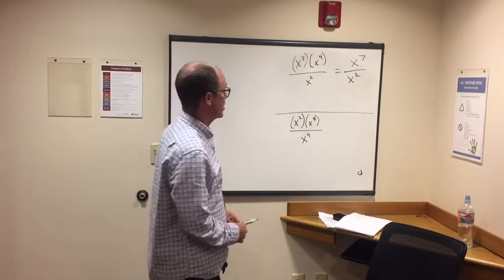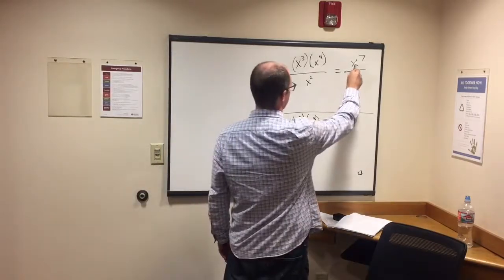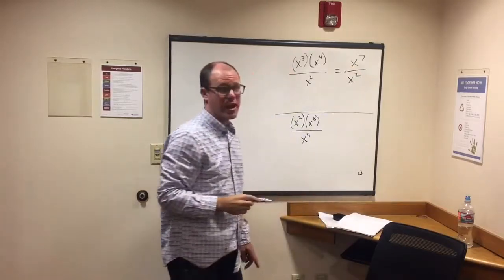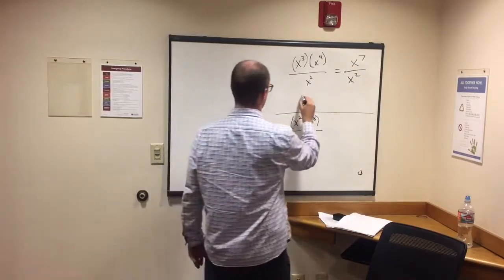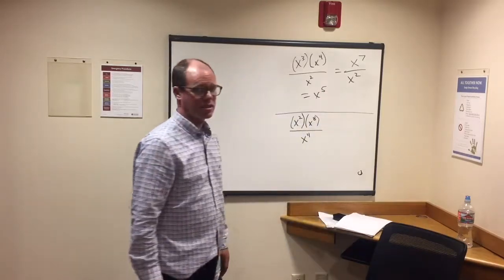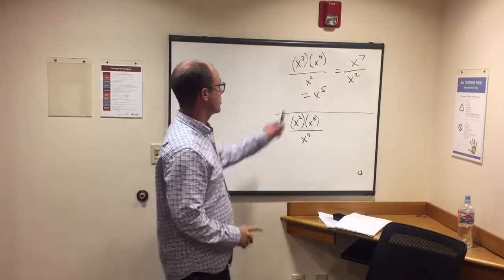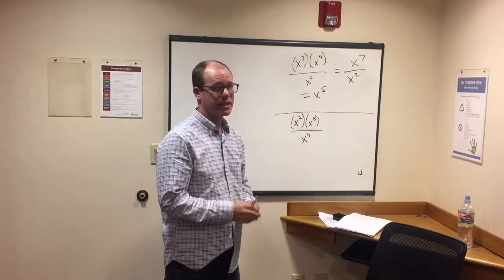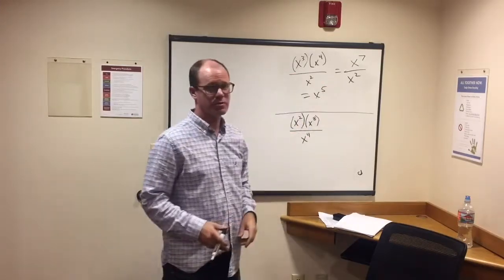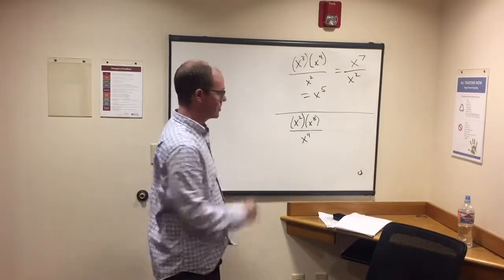And then once we get here, same base again, 7 minus 2, we subtract the exponents and come up with x to the 5th. So when multiplying, you have to add the exponents. When dividing, subtract. Okay? Let's do another one.